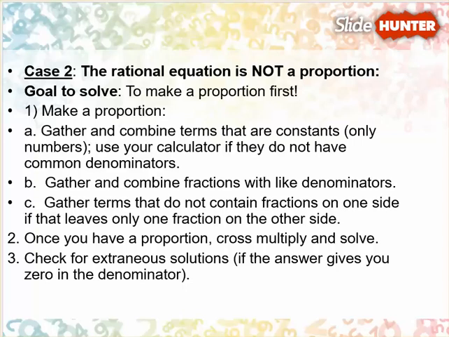You can use your calculator if they don't have a common denominator. Another thing we can do is look and gather and combine fractions that do have like denominators. So they might be rational expressions, or we might need to make a common denominator. A third thing we could think about doing is moving all the things that do not have fractions onto one side of the equal sign and trying to isolate so that only one side has a fraction. Then, once you have that, it's just like the last problems, where you're going to solve by cross multiplying.